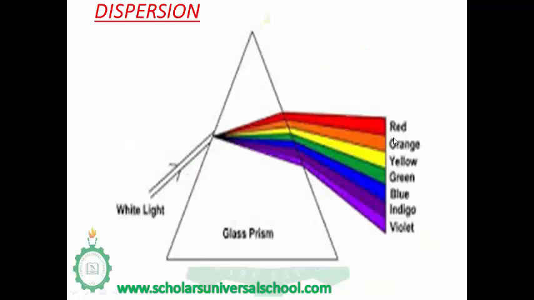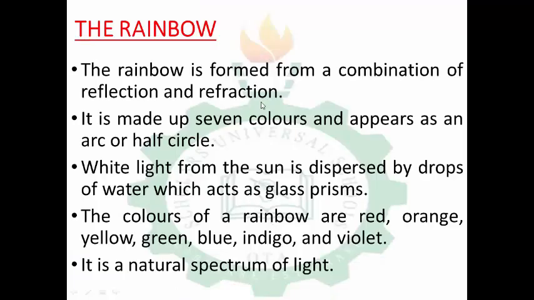Look at the image here. Red is the first color, it is least deviated. If you look at violet down here, violet is the most deviated. Red is seen first, while violet is last. We said earlier that dispersion is just the separation of white light into its component colors, as is seen here by a glass prism.